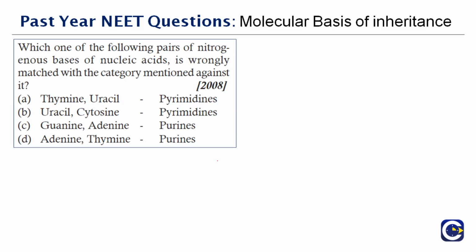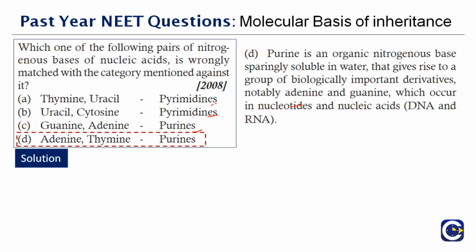Next question: which one of the following pairs of the nitrogenous base of the nucleic acid is wrongly matched with the category mentioned against it? This question was asked in the year 2008. If you clearly see here, just analyze the options given. Thymine, uracil, they are right. Uracil, cytosine, they belong to pyrimidines. Guanine and adenine, purines. Adenine and thymine is where they go wrong, because thymine belongs to pyrimidine and adenine belongs to purine. Therefore the one which is mismatched here is option D. Therefore the right answer is option D.